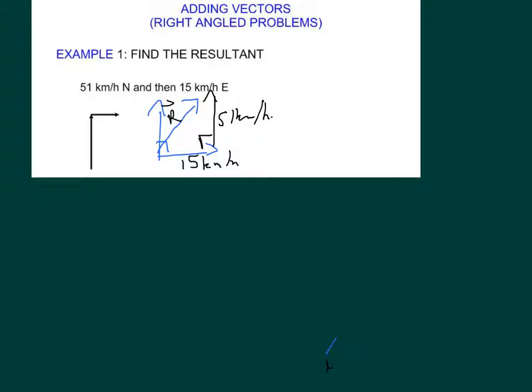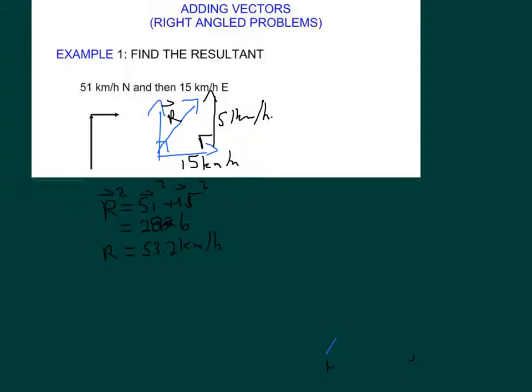Our hypotenuse for a right angle triangle is the resultant, which I've labeled as vector r. So we can use Pythagorean theorem. That should have been an r squared. If we take the square root of that value, then we have the magnitude of resultant r, which is approximately 53.2. I've rounded off to 1 decimal place there.